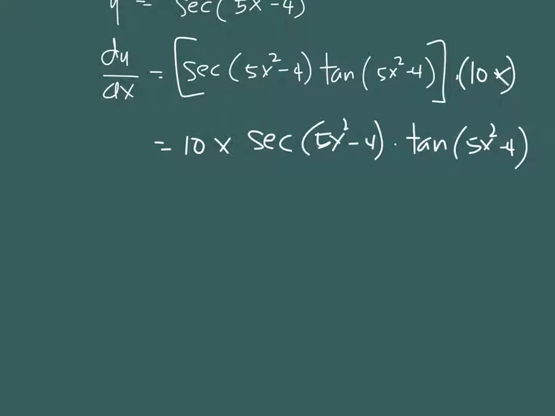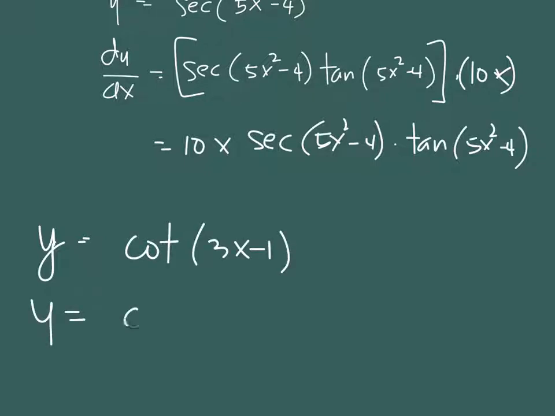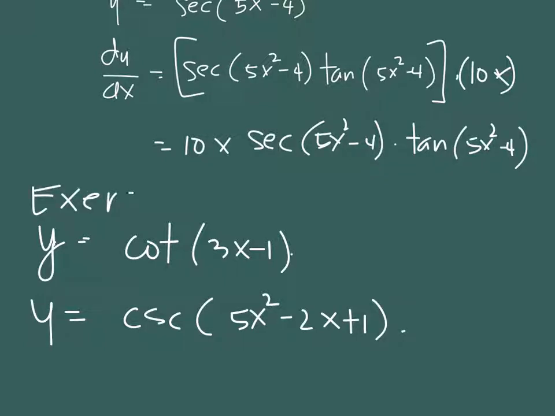And then the rule will just be extended even if you have something like y is cotangent of 3x minus 1, or even y is equal to cosecant of, say, 5x squared minus 2x plus 1. Okay, I'll leave these two as an exercise. Okay, we'll have a 15-minute break. So we'll resume after 15 minutes. Okay?